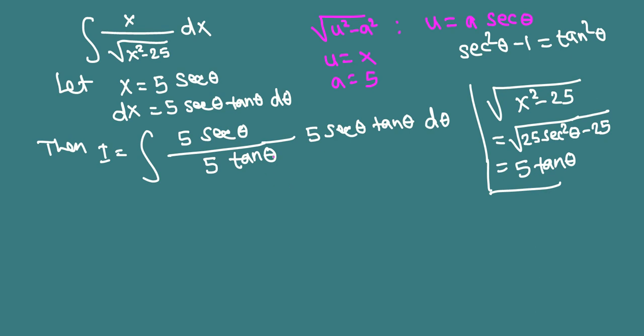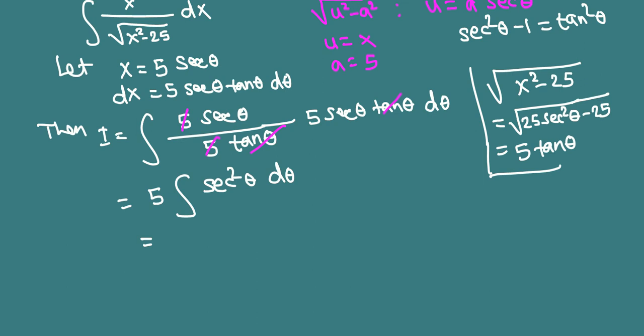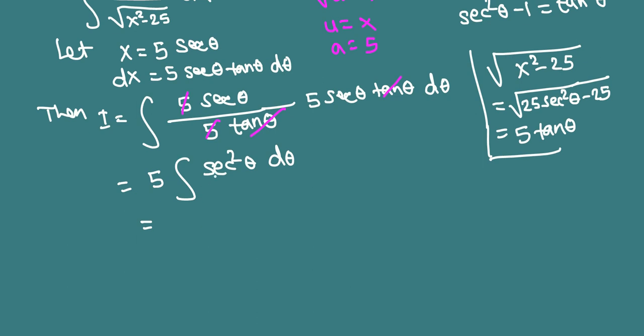Now I can see a lot of cancellations, the 5 and the tangent. Then we have this 5 we can pull all the way outside. On the top, secant squared theta d theta. It's not bad. Now do we know the antiderivative of secant squared? Is there a trig function whose derivative is secant squared? Yes, the derivative of tangent is secant squared. So the antiderivative of secant squared is just tangent plus c.